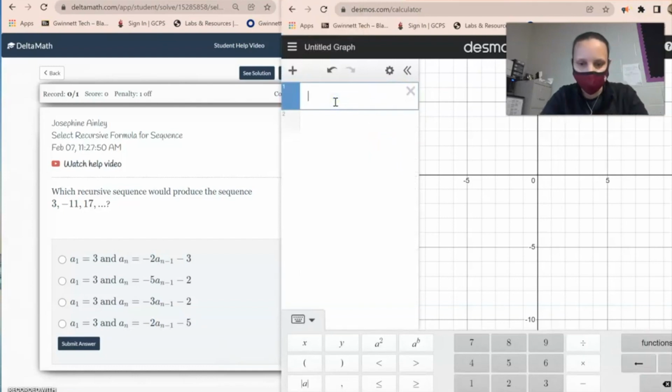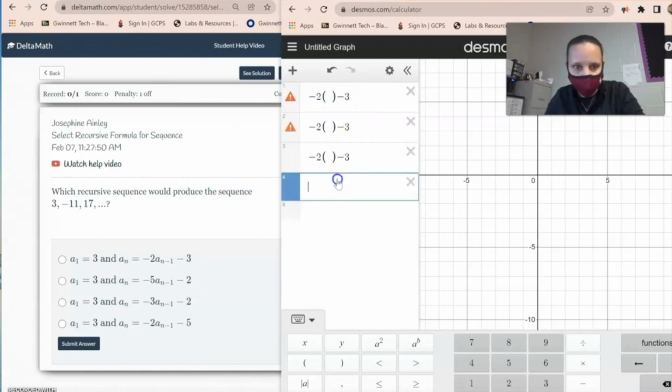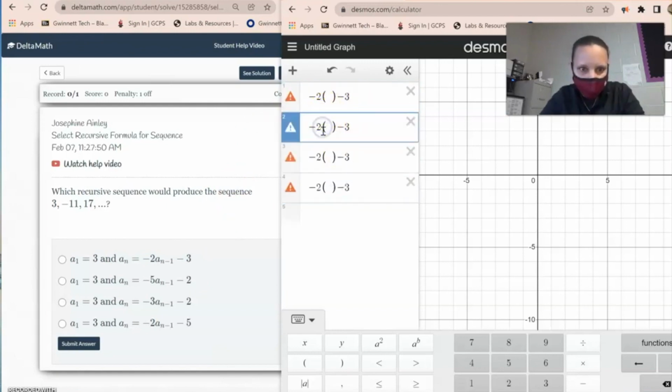So I have a negative 2, and I'll do the same thing for all of them. Negative 2, and I'll leave this part blank because that's where my substitution goes, and then 3. I'm just going to go 4 times and then change it. The second one is negative 5, and then minus 2. The third one is negative 3, minus 2. And the last one is negative 2 minus 5.